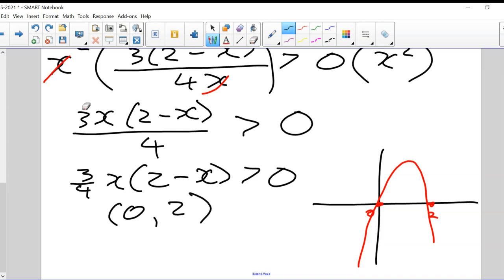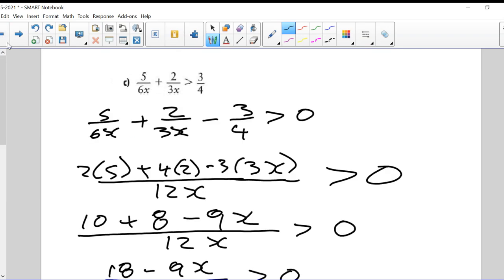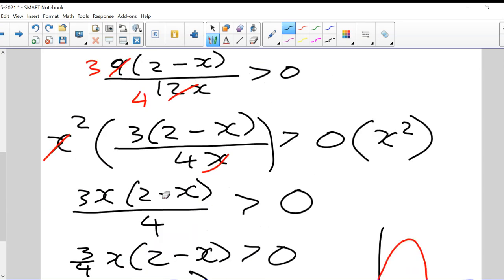One more quick one, and then we'll stop for today. How about this one? Where is 6 plus 30 over x minus 1 less than 7? First step is to do what? Go ahead, please, Noah. Is that Noah's hand up? Yes, Noah. Sure. Yep. Tell me how.